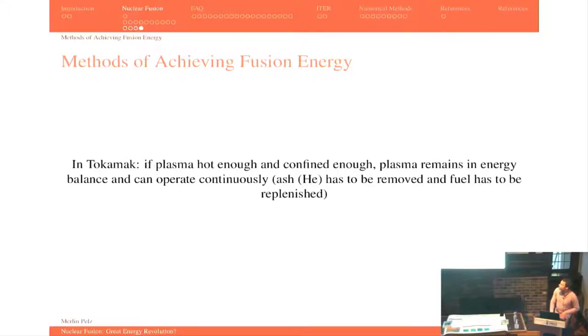Okay, so in the tokamak, if the plasma is hot enough, then the plasma heats itself up. But it has to be hot enough. And the thing is, the surface of the tokamak is cooling the gas down. And so it has to be refueled over and over and over again. And the ash has to be removed. And the ash here is the helium. And actually the ash is very useful because it is extracted outside the tokamak and then led to machines which are creating electrical energy, or electricity, basically. So we are actually using the ash of the tokamak continuously.